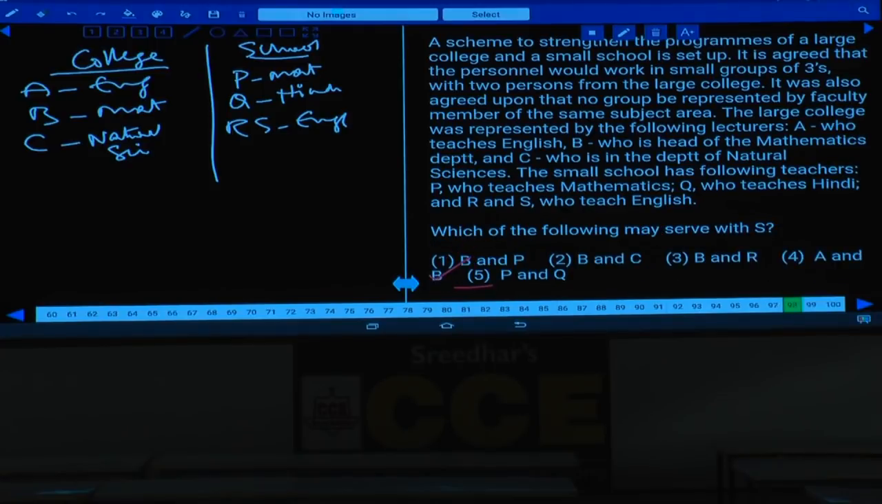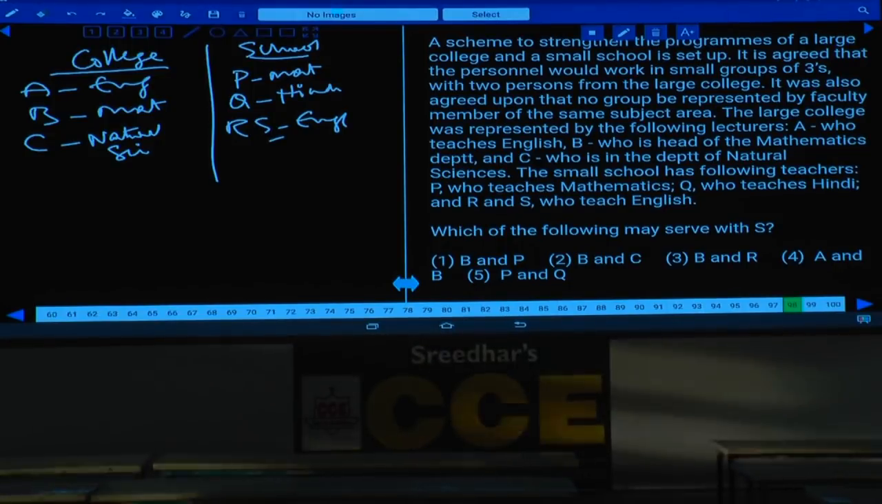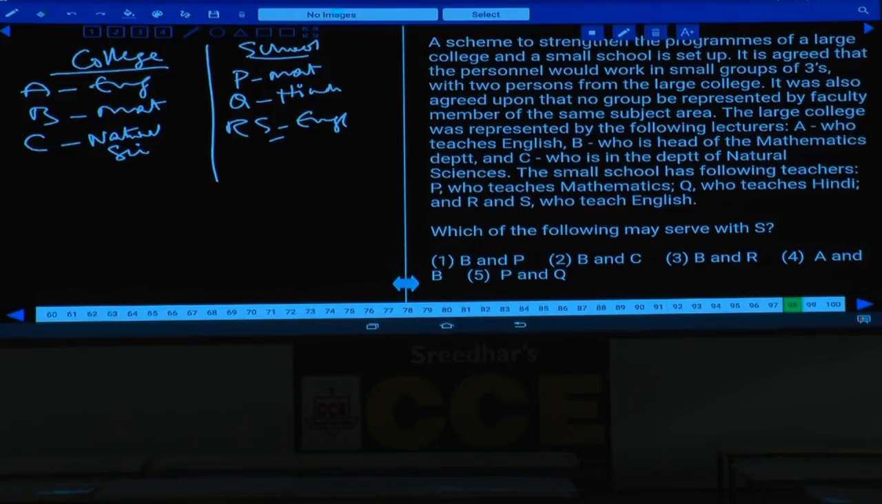Then coming to question number 98. Which of the following may serve with S? Tell me who can serve with S here. As S is there, one person from school is satisfied, and S teaches English. As S teaches English, A cannot be in this one. Who will be in that one? B and C must be there. Hence B, C and S, and B and C must be in that group. Are you getting the answer or not? Hence 98, what is the answer here? 2. With S, who can be here? A cannot be here. As A cannot be here, B and C must be in that group. S, B and C form a group.